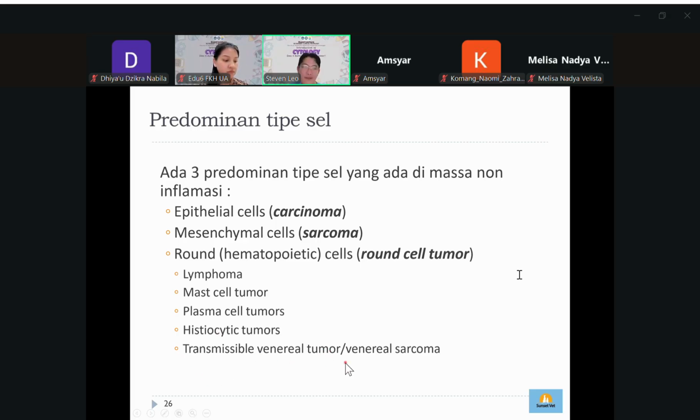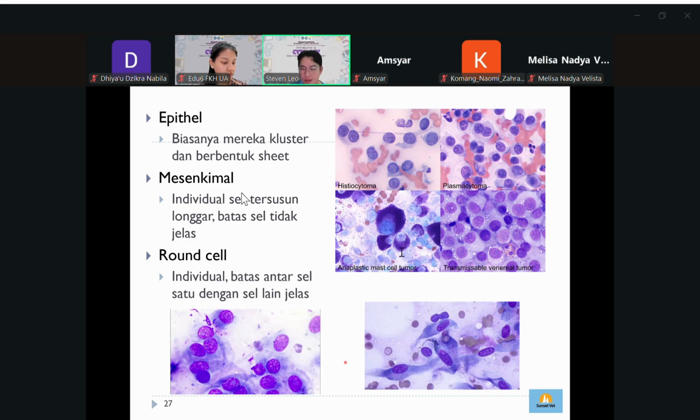Don't worry, for you, the first timer, this sounds confusing. I do believe some of you would get dizzy from this kind of cell, but it takes time to learn about this, especially for you still in college. Okay, for epithels, usually they are in clusters and they make a shared margin.